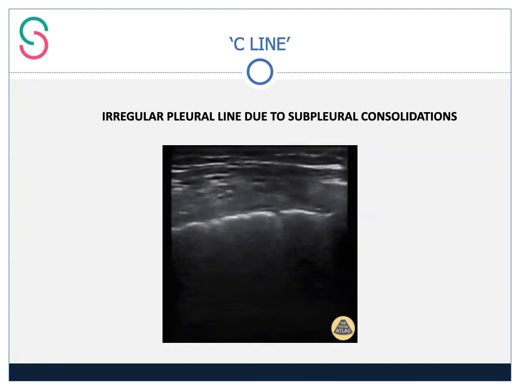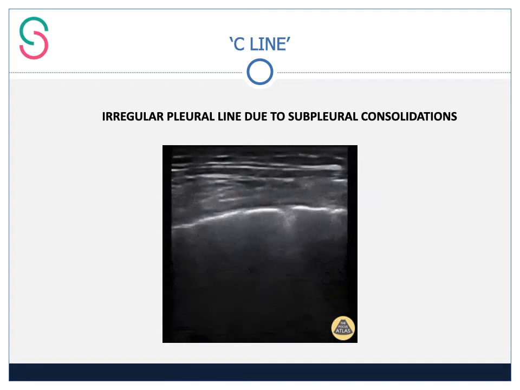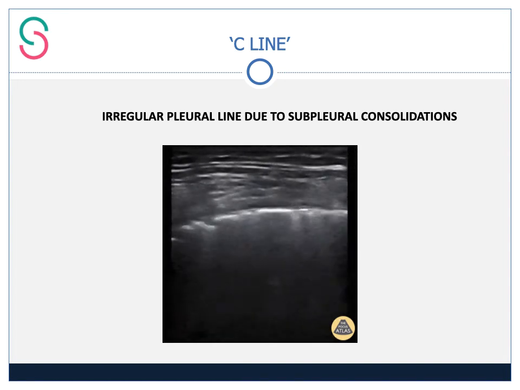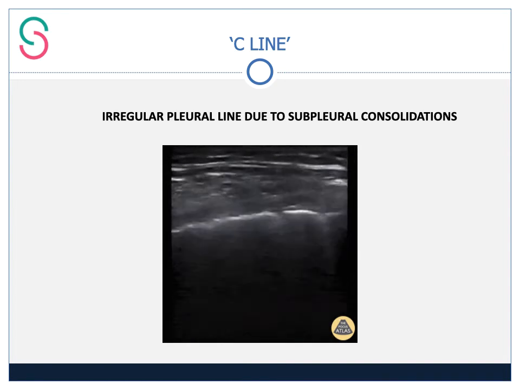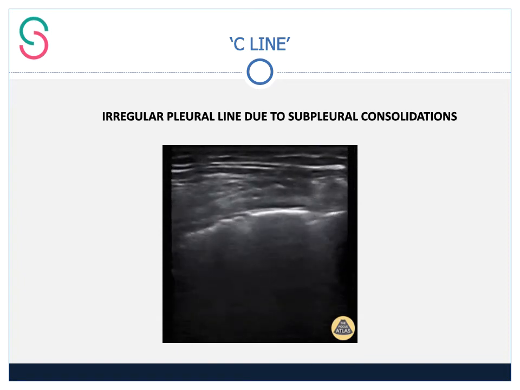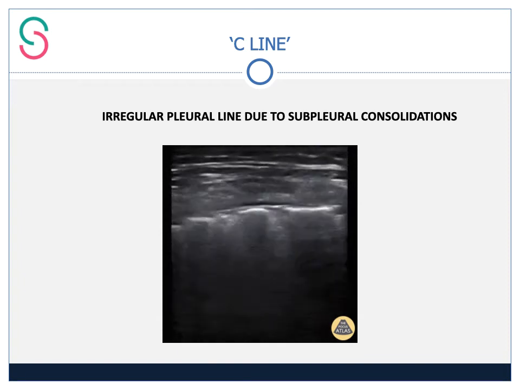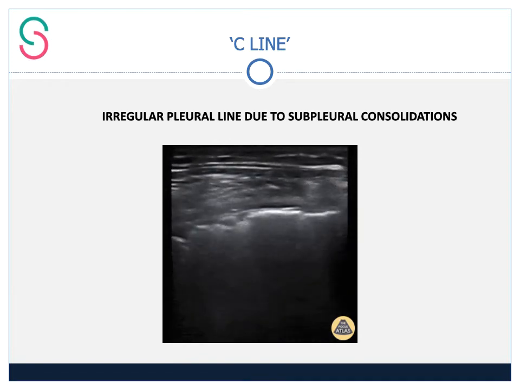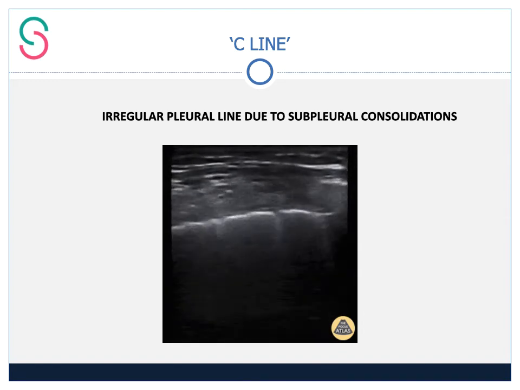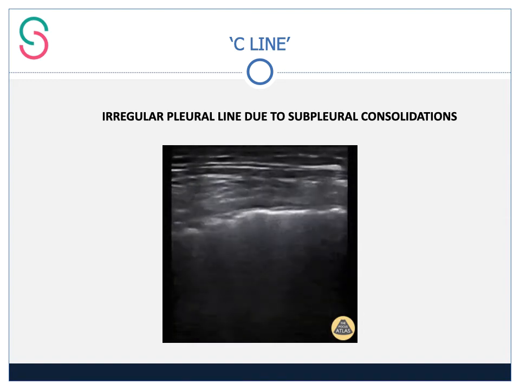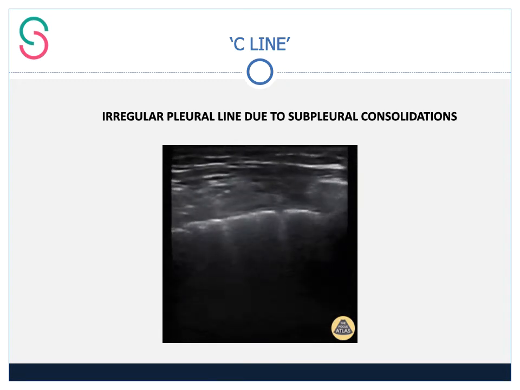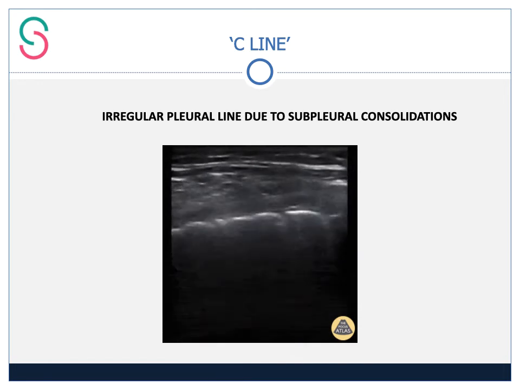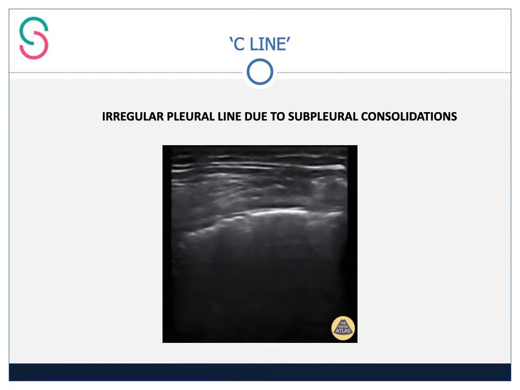And another term that you may hear mentioned is the so-called C-line pattern, and this is simply a description of subpleural consolidations. In this video you can see that the hyperechoic pleural line, which is sliding, therefore moving left and right, which is a normal feature, doesn't look like a smooth hyperechoic line. There are little hypoechoic subpleural areas, which are little subpleural consolidations, occasionally with some vertical reverberation artifacts coming off them.